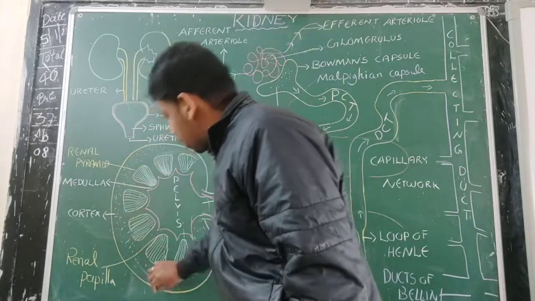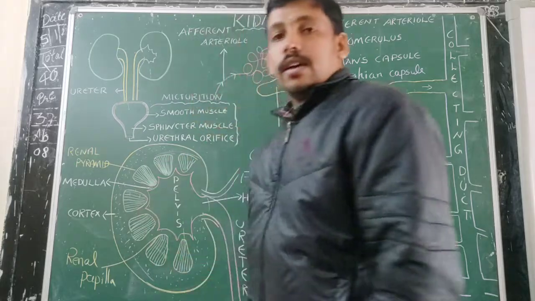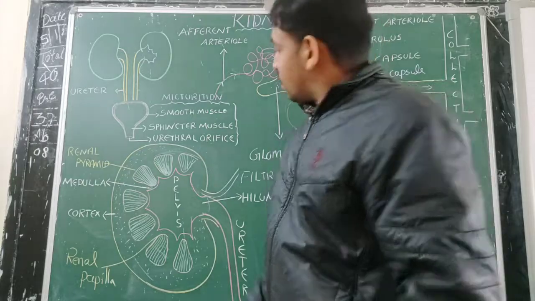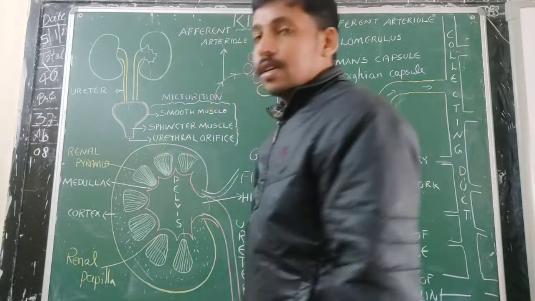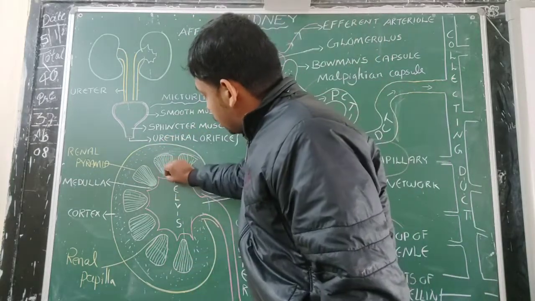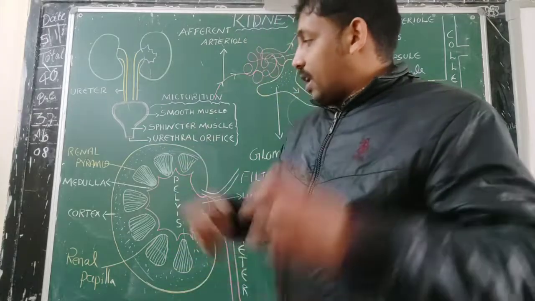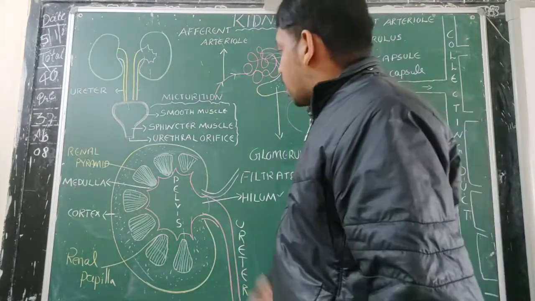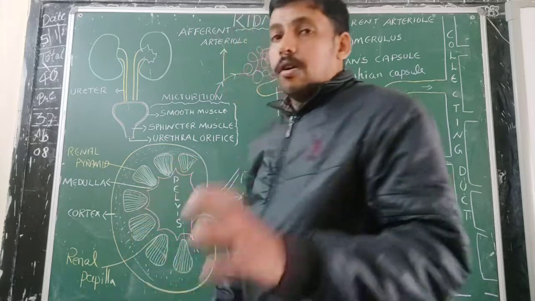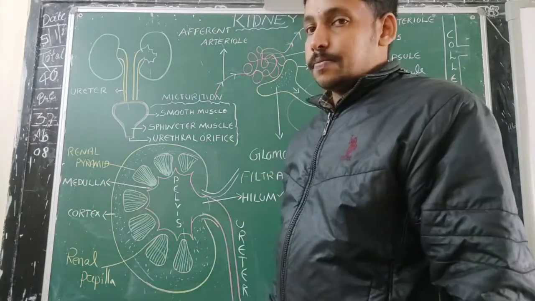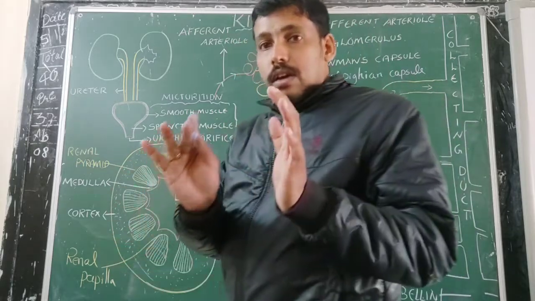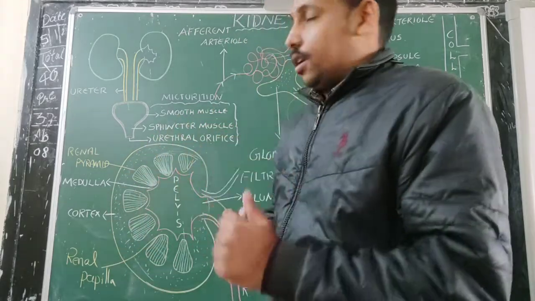This region is cortex, this region is medulla. In the medulla we can see the conical shaped renal pyramids. It has a broad end here and a narrow end in this region. That narrow ended place is known as the renal papillae. Then that opens into this renal pelvis. So that's all about the internal structure of the kidney.